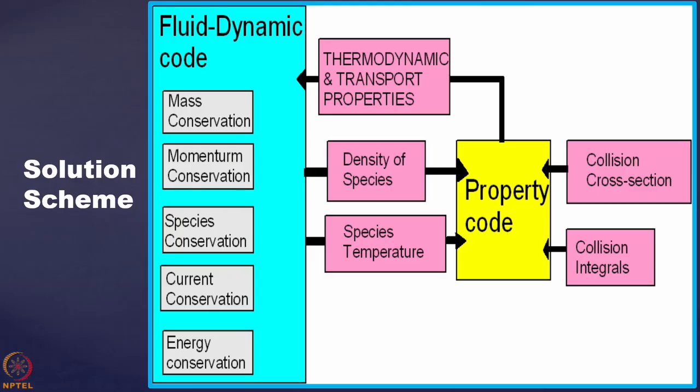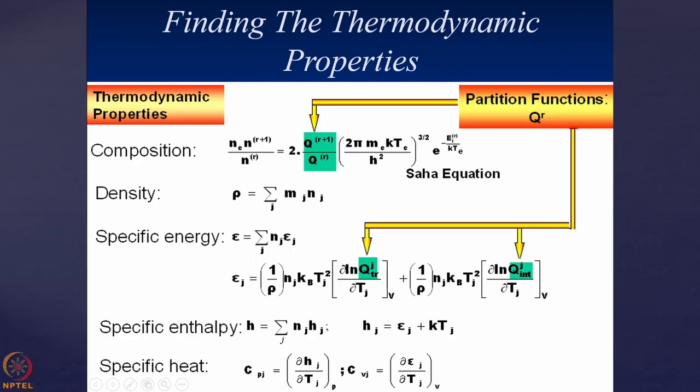So I will give you a route map of how to get those things, this property code, and how to enter into this fluid dynamic code, and how they work together, how the solution looks like, how the solution proceeds. So all these things will come in this course. So first, the thermodynamic and transport properties. The thermodynamic properties I have already told in the beginning classes. Once you solve the Saha ionization equation, then you can get the thermodynamic properties rather easily using the concepts of thermodynamics and statistical mechanics. So all these equations, as I elaborated in the initial classes.